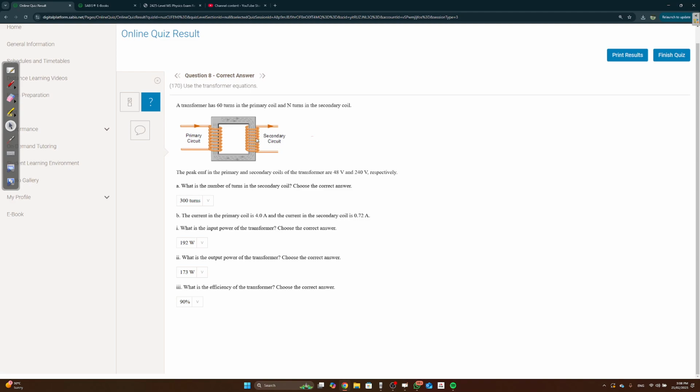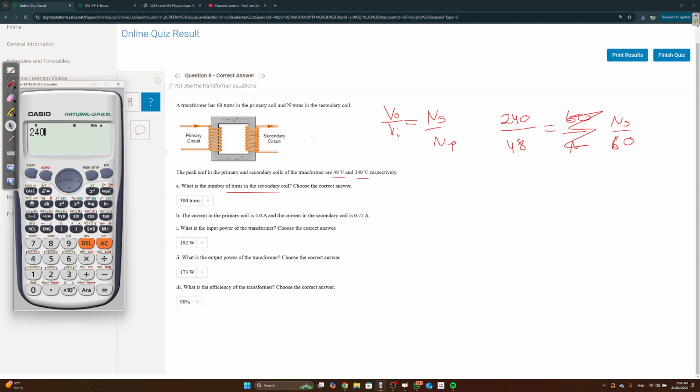Question 8. A transformer has 60 in the primary and N in the secondary. The peak EMF in the primary and secondary are 48 and 240. What is the number of turns in the secondary? Same formula we use all the time. V out over V in is equal to NS over NP. V out is 240, V in is 48, and for NS we don't know how much it is, and primary, it's 60, it's given. Let's do it. 240 times 60 divided by 48, 300.